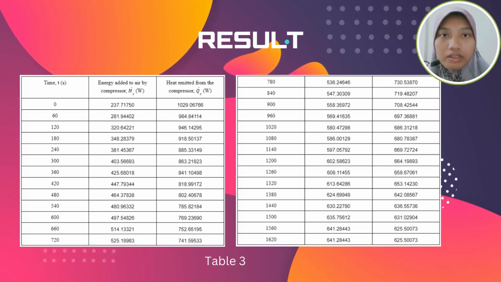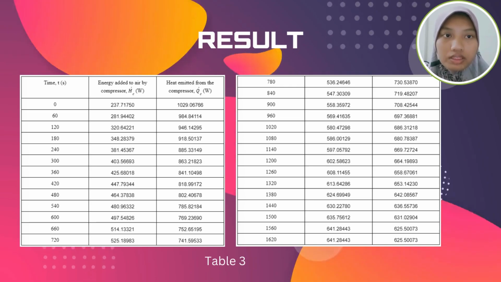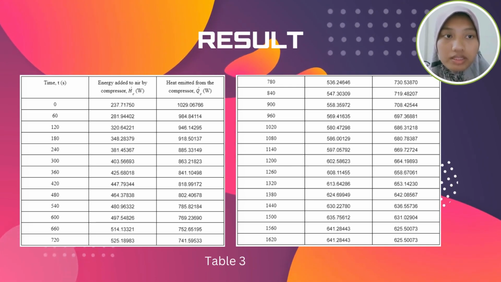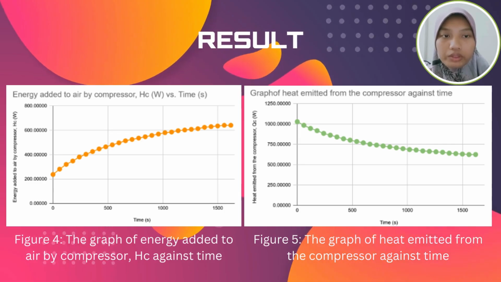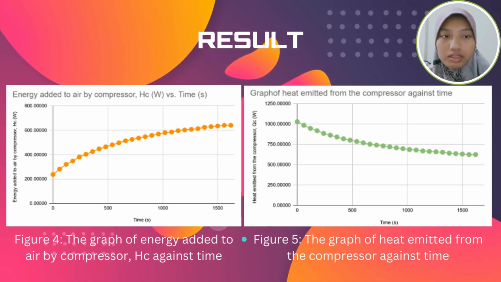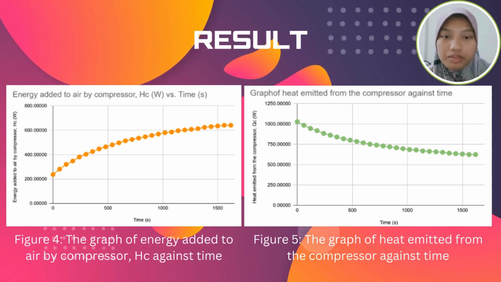From the sample calculations, we then could get this Table 3, which shows the energy added to the air by the compressor and the heat emitted from the compressor. Figure 4 shows the graph of energy added to the air by the compressor, Hc, against time, and Figure 5 shows the graph of heat emitted from the compressor, Qc, against time.